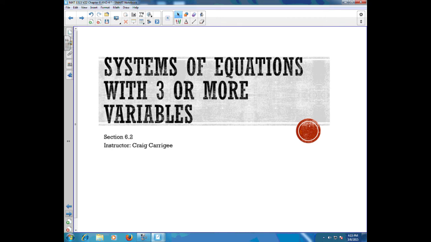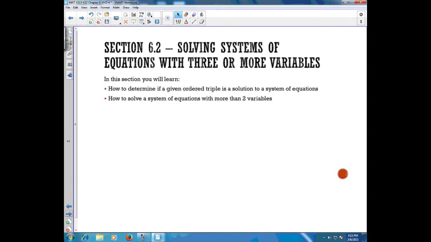Today we're going to talk about systems of equations with three or more variables. We're really going to focus just on three variables. We're going to learn how to determine if a given ordered triple is a solution to a system of equations, and then how to solve a system of equations with more than two variables.